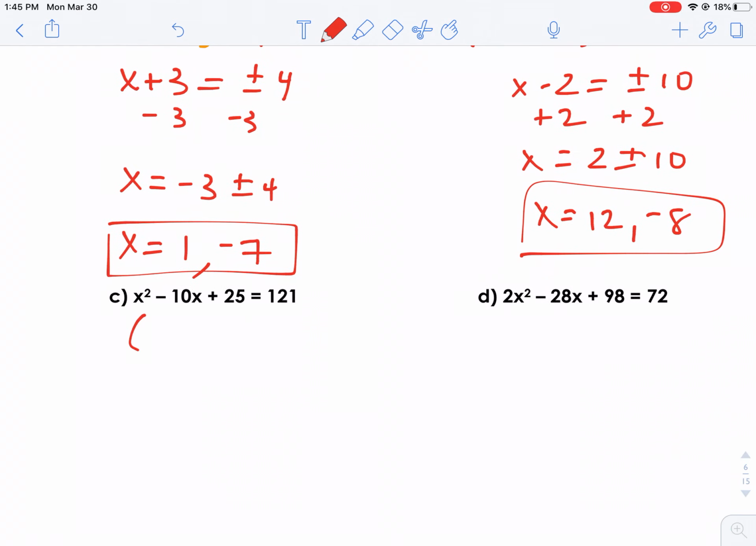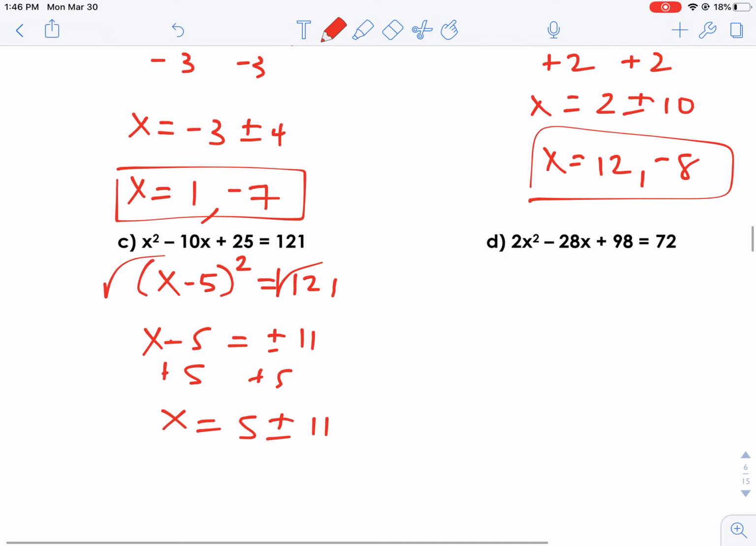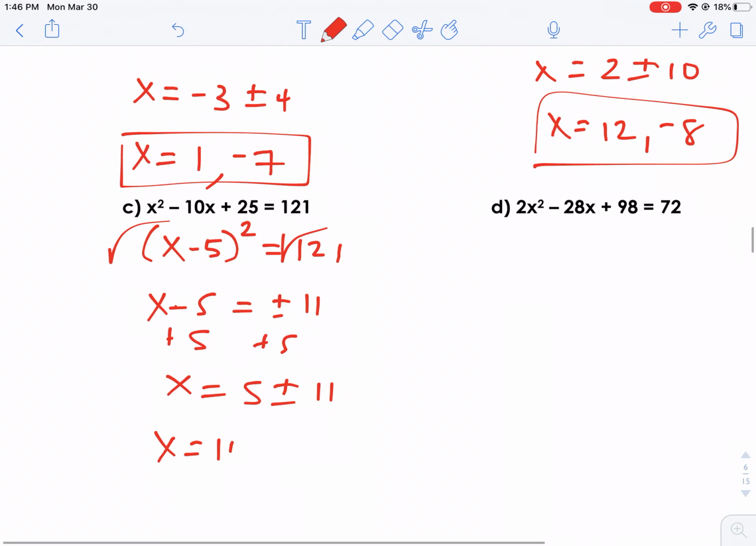For C, this would factor into x minus 5 quantity squared. We can take the square root of both sides. Get plus or minus 11. Add 5 to both sides. We'd have x equals 5 plus or minus 11. 5 plus 11 gives us 16. 5 minus 11 gives us negative 6.